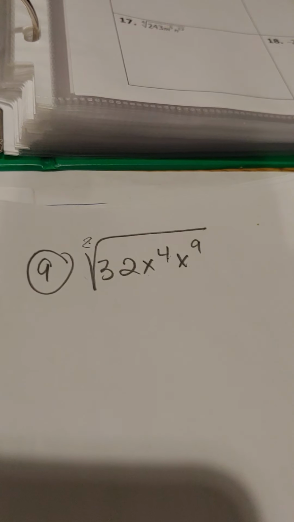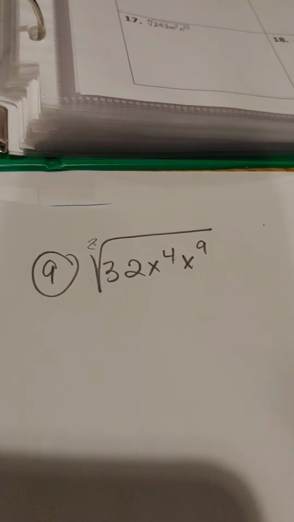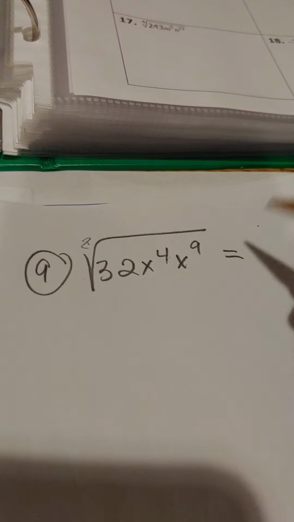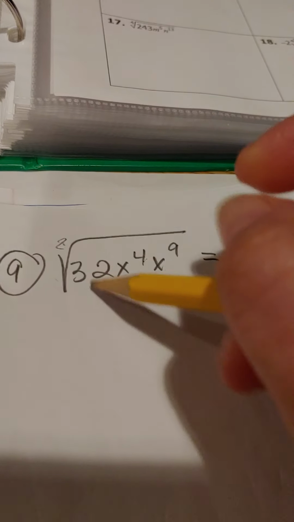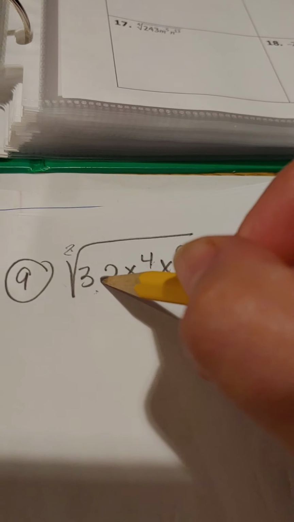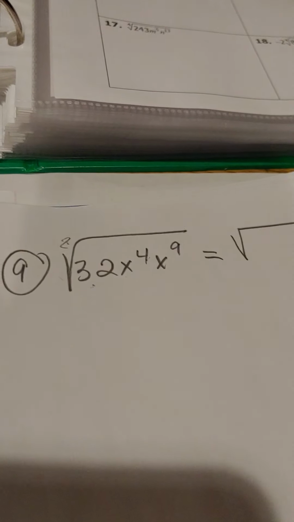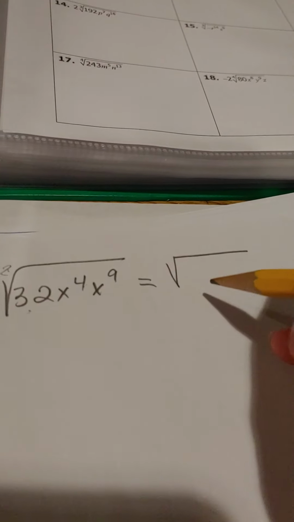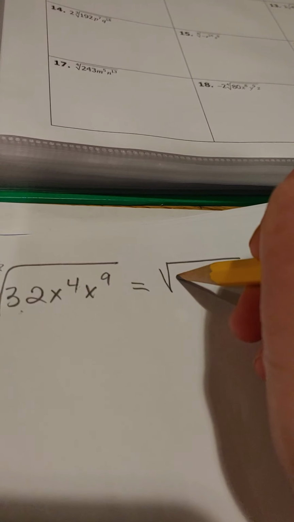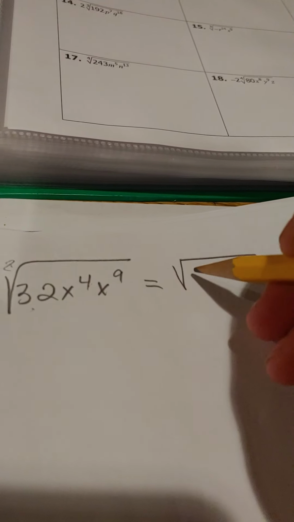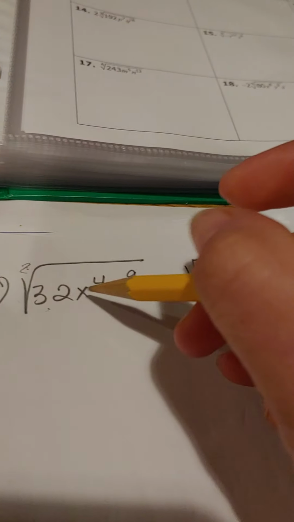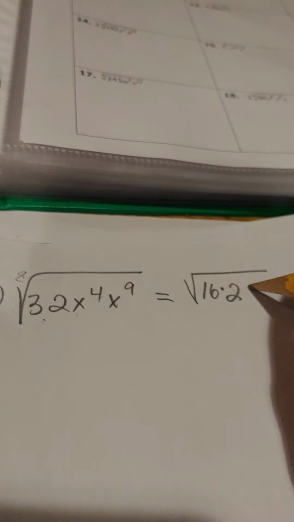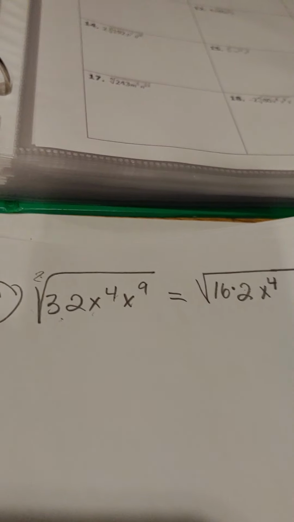X to the 9th power. 9 is not a multiple of 2. But first we will be dealing with the number. 32 is not a perfect square. Therefore, we have to break down the 32. It has to be a perfect square times some number. So 32 is actually 16 times 2. X to the 4th power is left alone. I'm going to just leave it here for now.